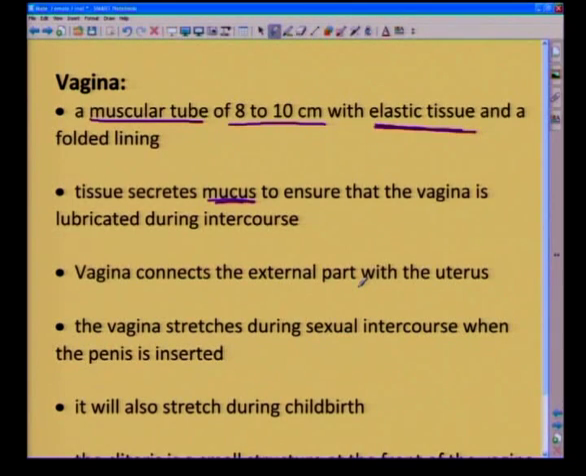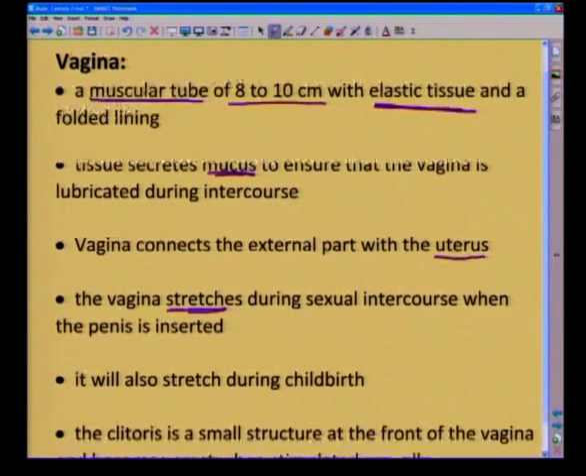Remember, there's a cervix in between. So you have the vagina, you have the cervix, and then the uterus. The idea is to get the sperm cells through the cervix to the uterus, where the sperm cells will then swim up into the fallopian tubes and, if there is an egg, fertilize the egg cell. The vagina stretches during sexual intercourse when the penis is inserted. It will also stretch during childbirth.